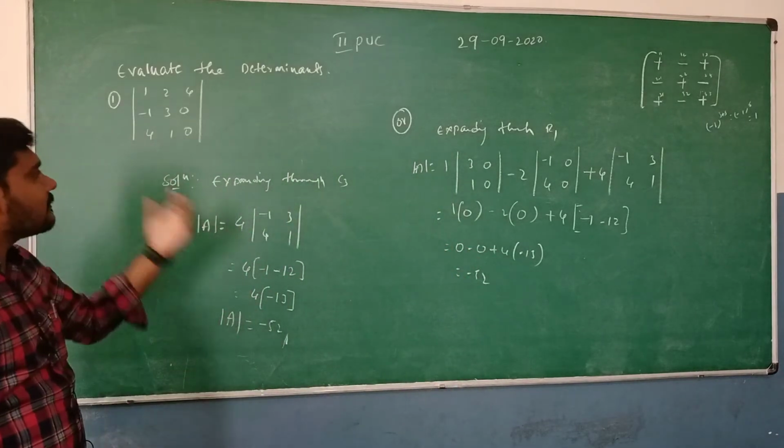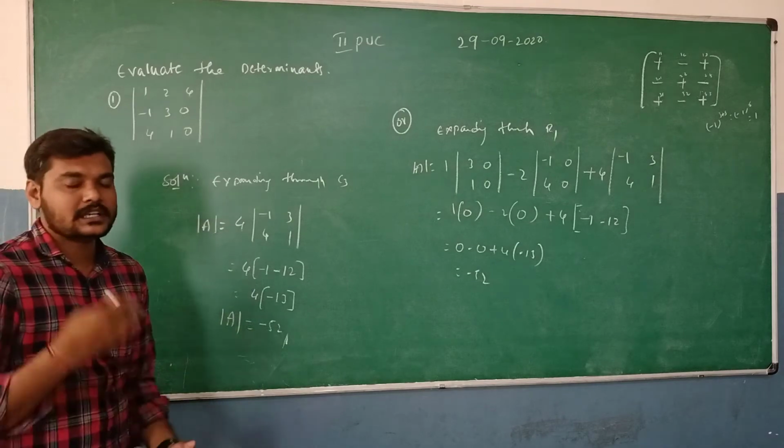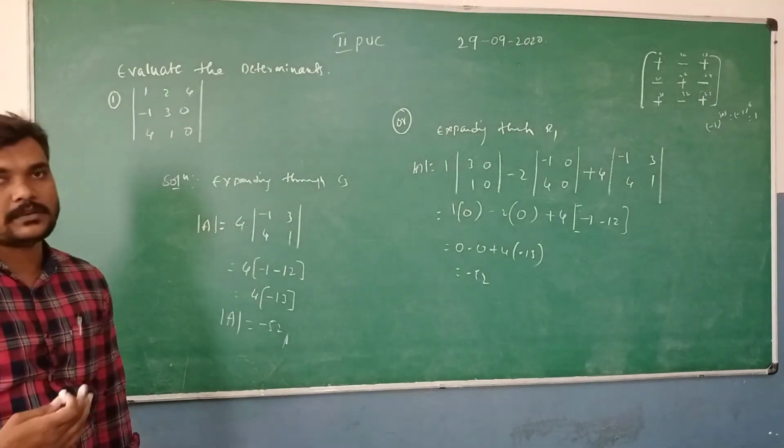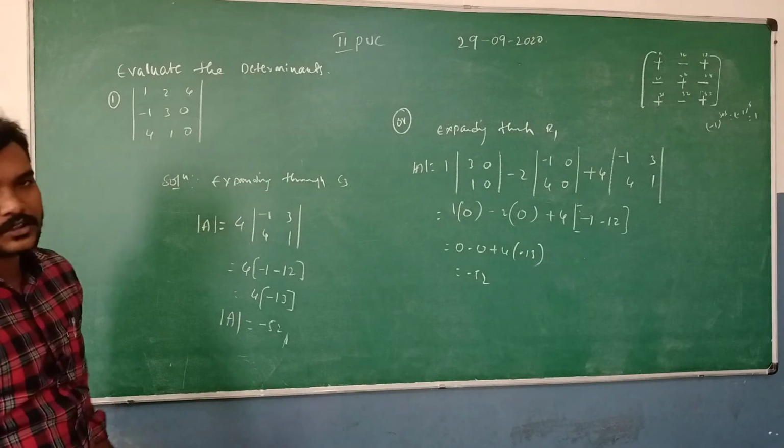Whichever column or row you expand through, the determinant value is going to be the same here. Okay. So just pause the video and try it.